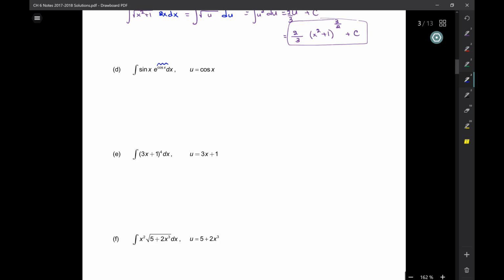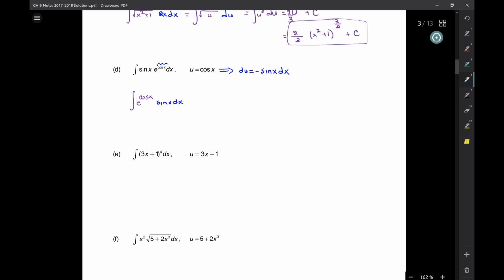Okay? So what's du then? Negative sine x dx. Oh my, plus c, no? Well, not yet, because we're taking a derivative. So it's negative sine x dx. Okay, so now look at what we're going to do. Let's rearrange this again. Why not? e to the cosine of x, and then I have sine of x dx.